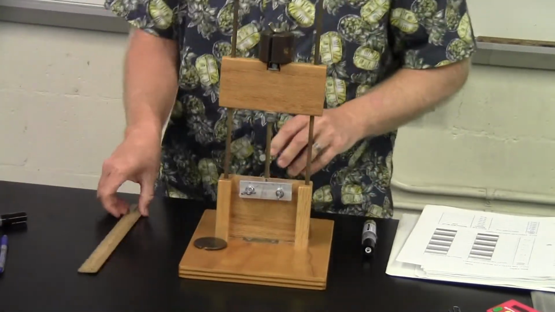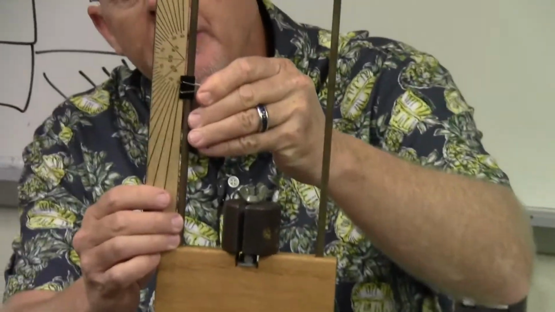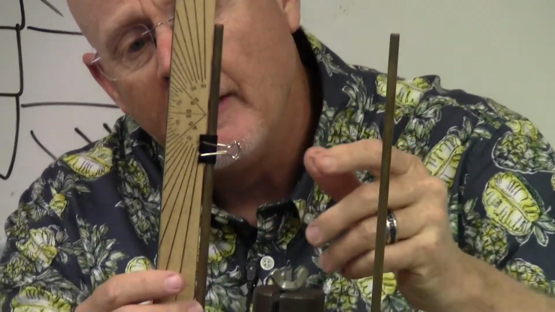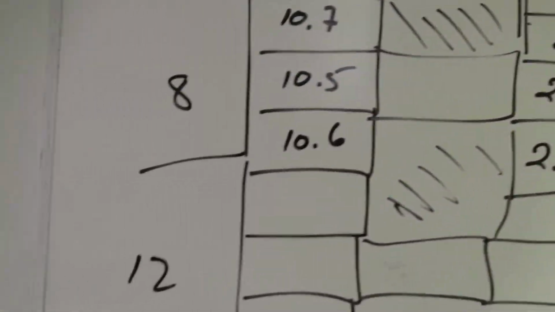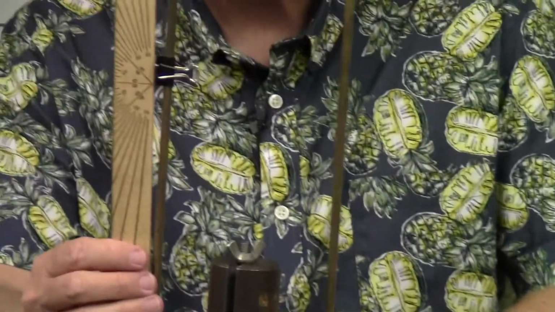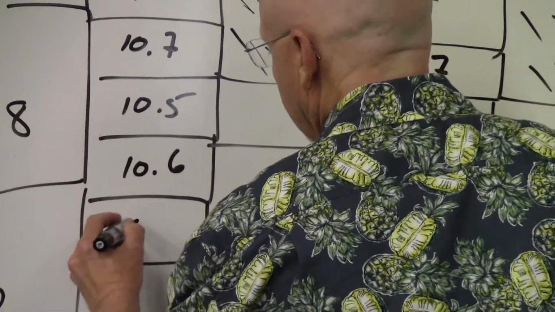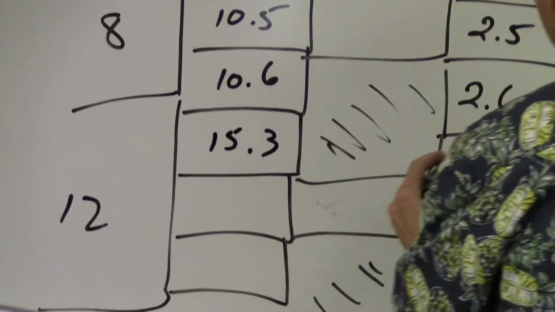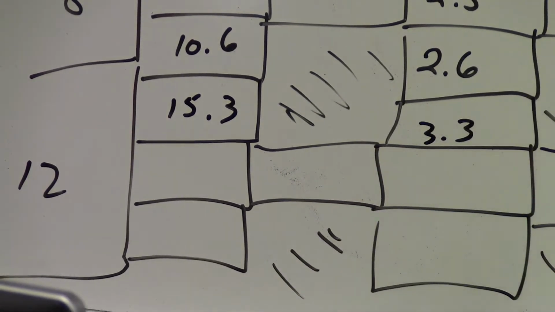And the third level is to set the stopper up here at 12. And so if I hold it up and let it go, and then make a measurement, I get a 15.3. And so that makes a 3.3.